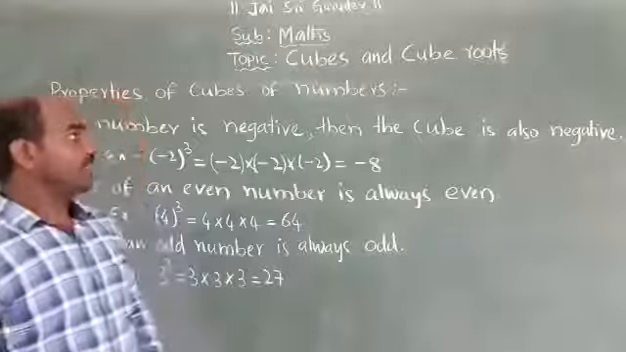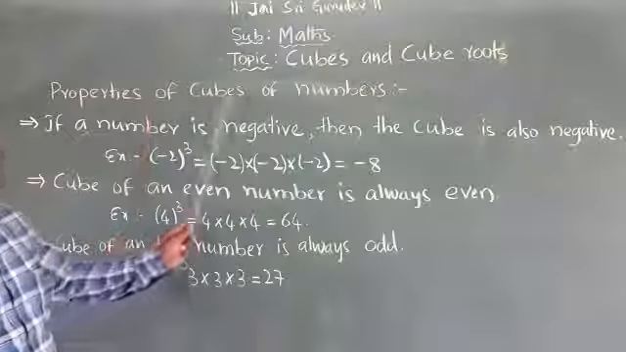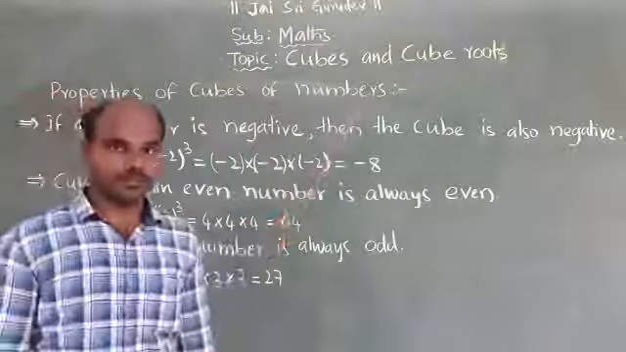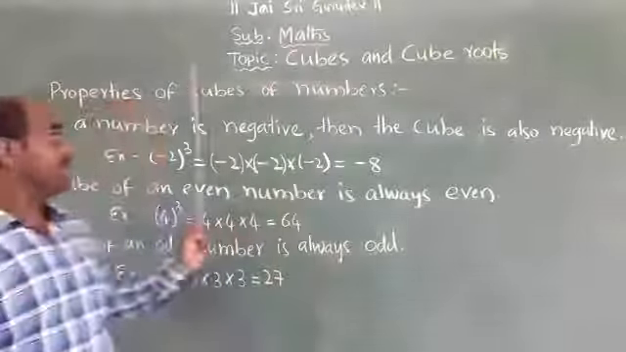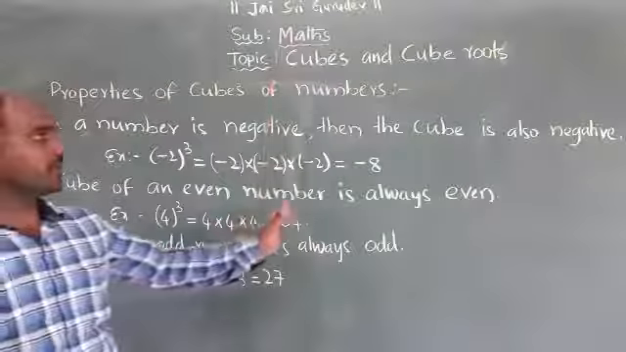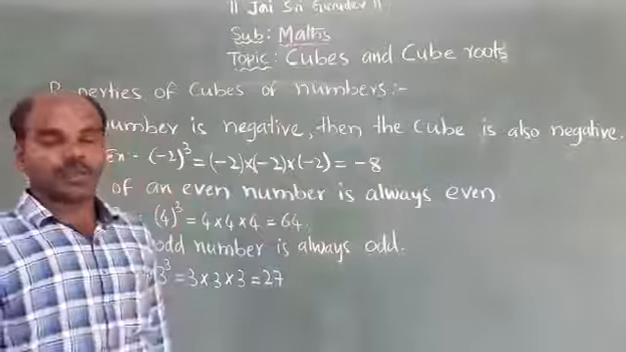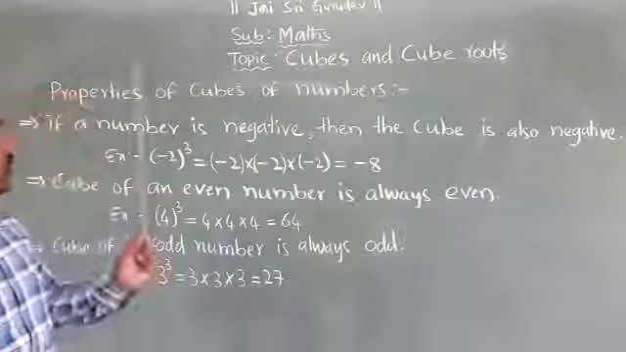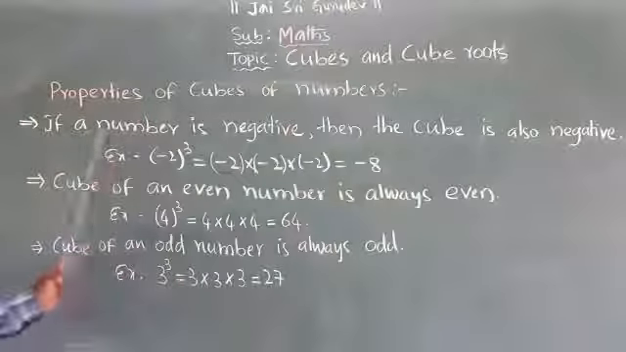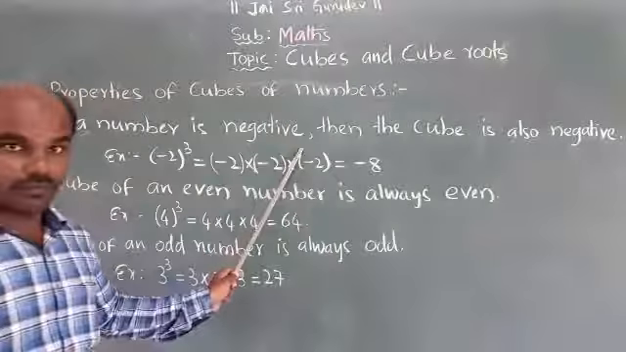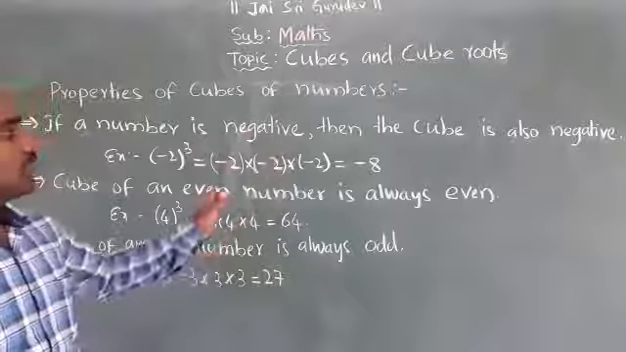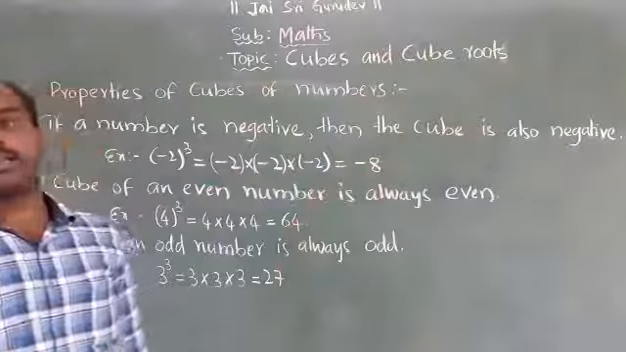Dear children, understood? Now we are going to the properties of cubes of numbers. There are 3 properties. The first property is: if a number is negative, then its cube is also negative.